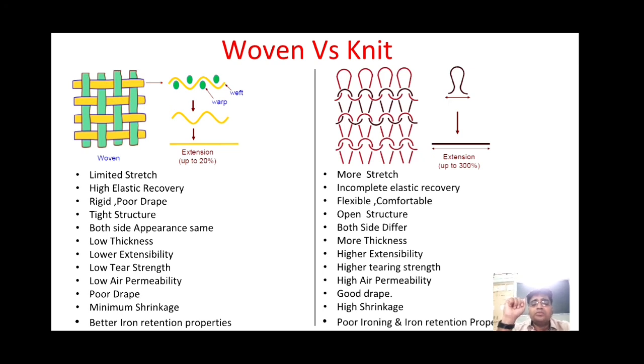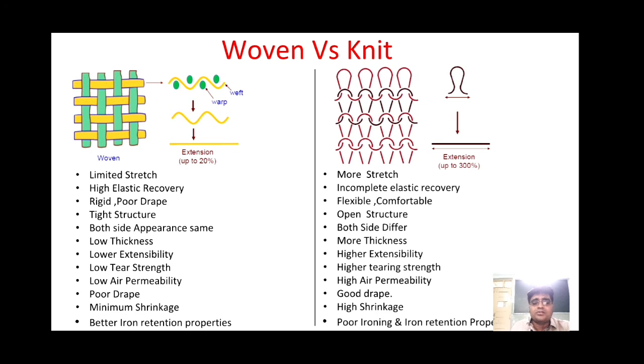Now poor drape means what? Now what is drape? Drape means you try to hold the fabric on your hand, or else take the example of a tablecloth. When you put the tablecloth on the table, you will find that at the edges it takes the exact shape of the table, then the fabric has a very good drape.